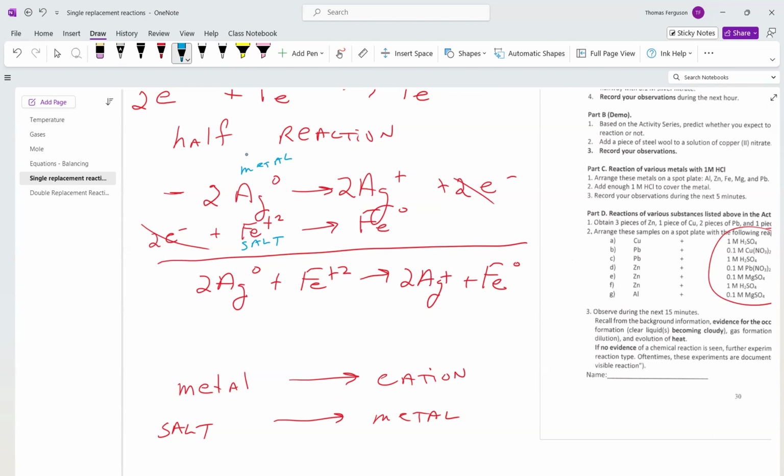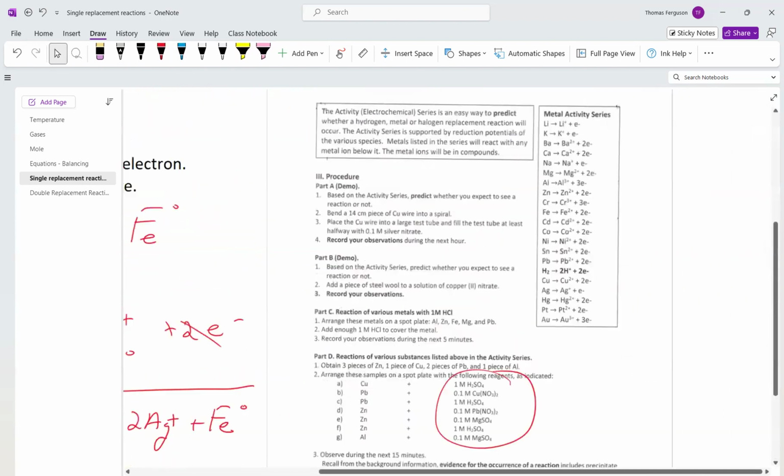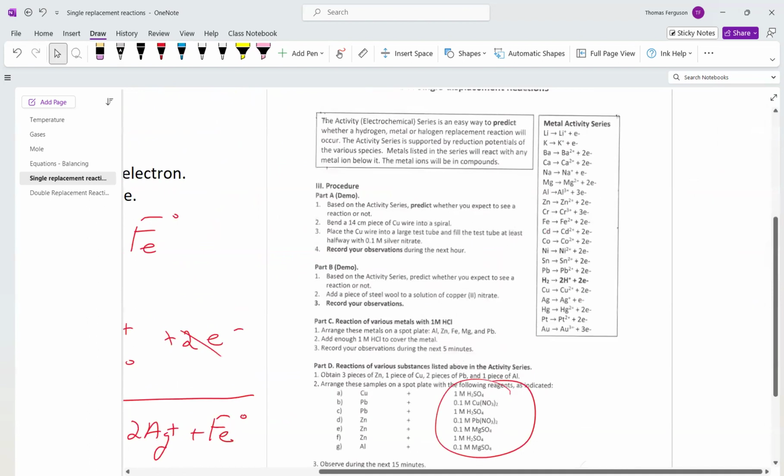Now, hi, there's a handout here. Wait, stop. Handout here.